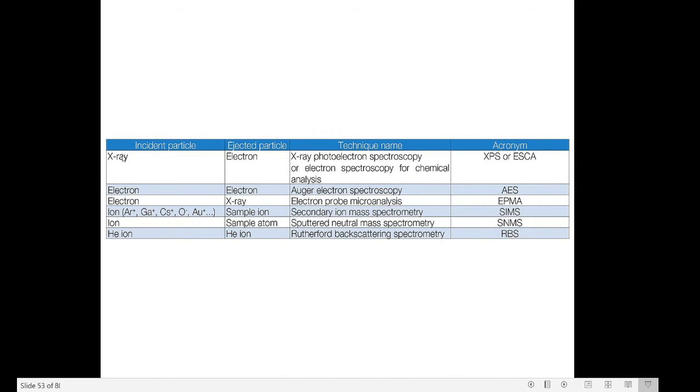These X-ray molecules are recognized by X-ray crystallographic techniques, electron microscopy, then electron probe microanalysis. The ions are the secondary ions in mass spectroscopy analysis, and helium ion spectroscopy. These are all spectrometric methods.